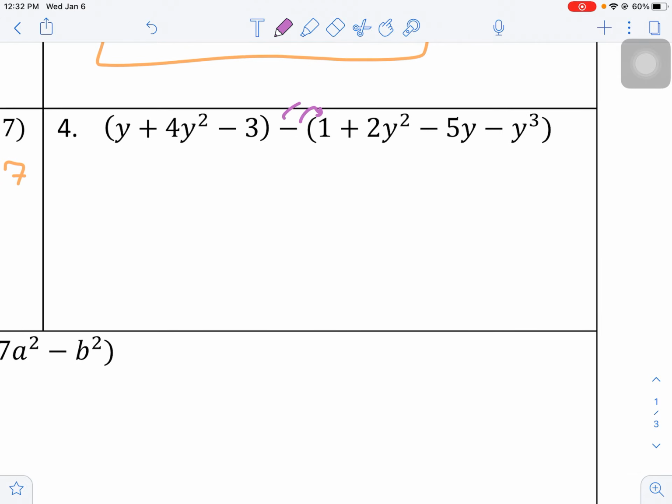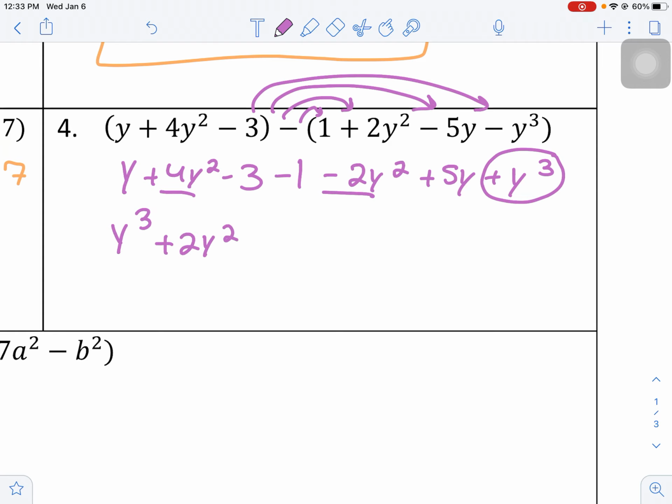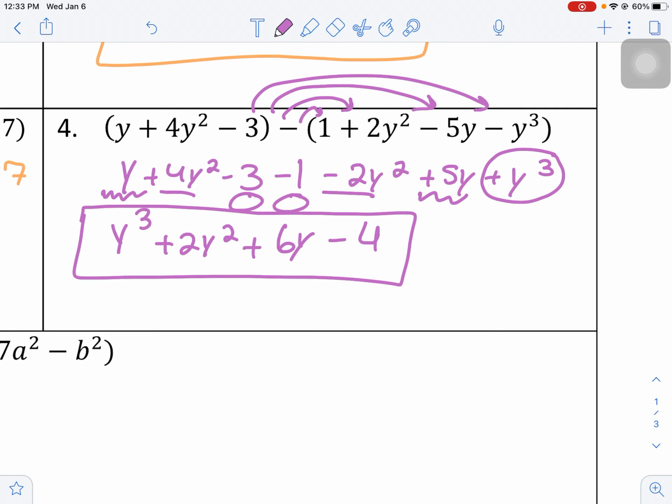Another subtraction, just because I know these are the hardest, so we distribute the negative to all of the terms in the parentheses. y plus 4y squared minus 3 minus 1 minus 2y squared plus 5y plus y cubed. We're always writing these in standard form, so we're going to move this y cubed to the front, and then we'll combine our y squared. So 4y squared and negative 2y squared would be positive 2y squared. We have y and 5y, so it's going to make positive 6y. And then we have negative 3 and negative 1, so that's going to make negative 4. And then there would be our answer.